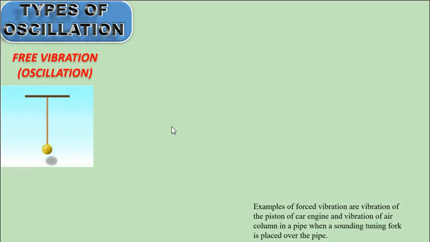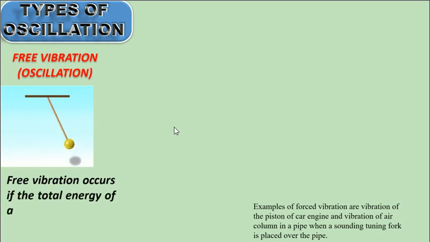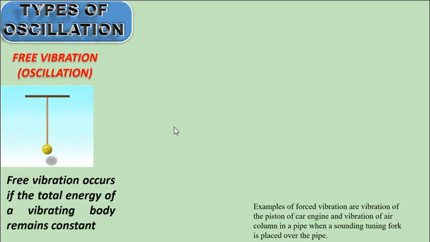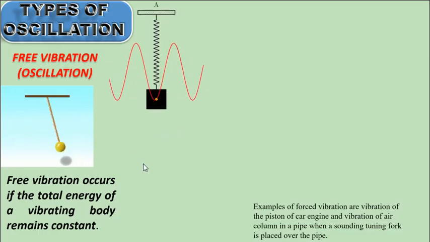Look at the vibration or oscillation of a simple pendulum. You see that the oscillation is almost constant, as if no energy is lost. Free vibration occurs if the total energy of the system, of a vibrating body, remains constant. That means no energy is lost. The system does not lose energy to anything. Then if there is no loss of energy, what is the implication?